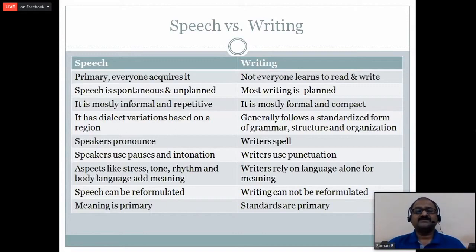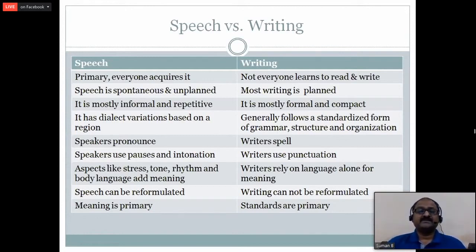Like spoken English, speech has dialect variations. This is something that can be understood very easily even from our mother tongue Telugu, right? The same language can have different dialect variations based on region. For example, the Telugu that is spoken in Rayalaseema is different in terms of certain words and also the accent, the way you pronounce, compared to the Telugu that is used in the coastal parts of Andhra Pradesh. This is similar in all languages, including English. But writing generally doesn't have too many dialects. It has one standard dialect which follows the standard grammar, structures and organization.